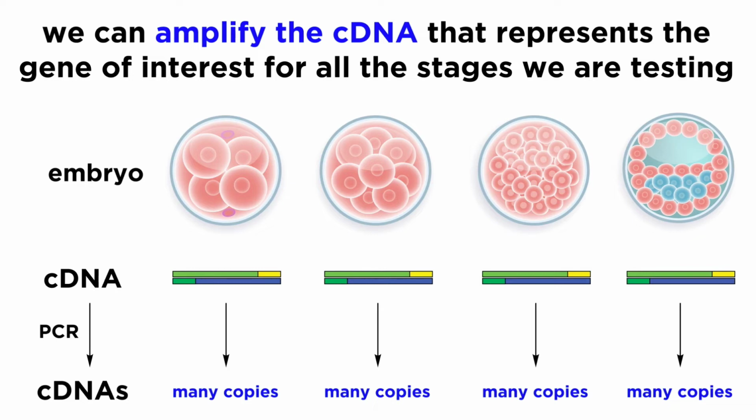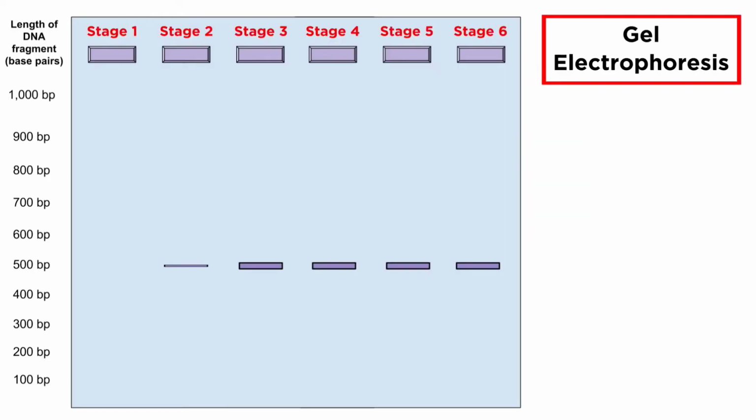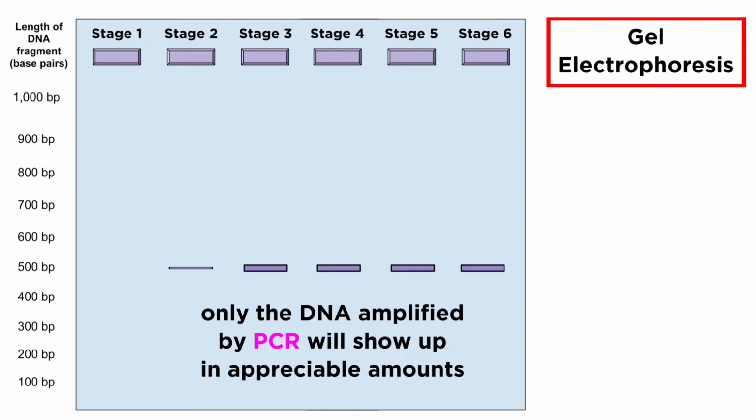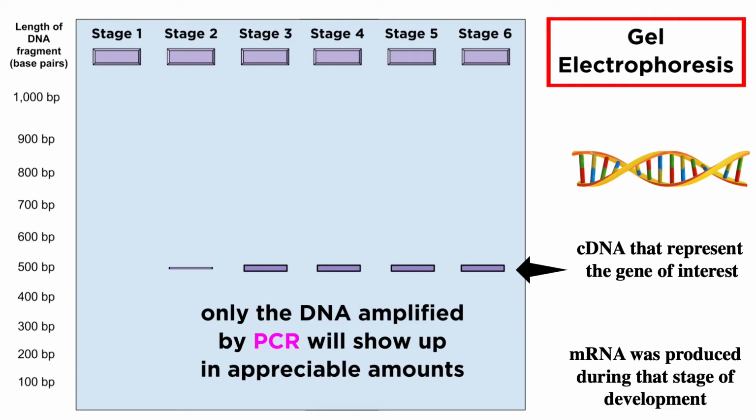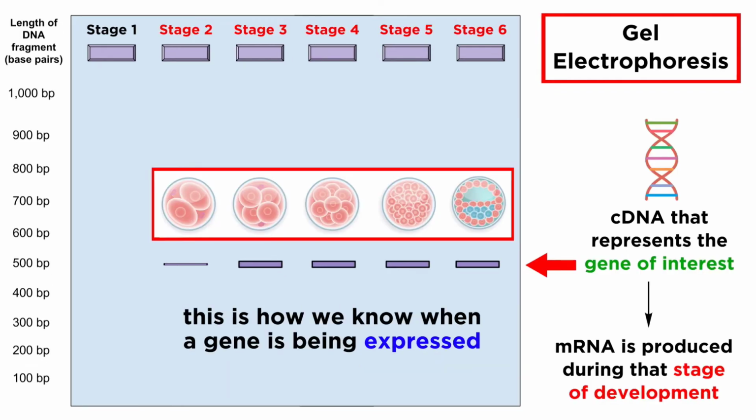Here, embryo development is just an example. Then we can perform gel electrophoresis with a column for each stage of the development, whereby only the amplified products will be relevant, since they will be much more abundant than anything else. So if we get a lot of the gene of interest, it means that the mRNA was present in the sample during that stage, because its presence was necessary in order to get the corresponding cDNA in the first place. So this is how we can tell when a particular gene is being expressed in the embryo.